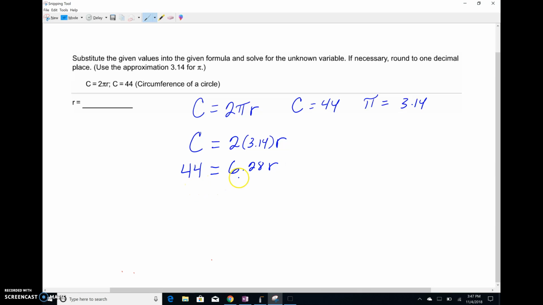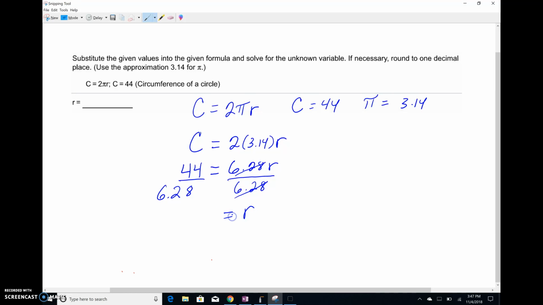As you notice, this is an equation, and we're solving for the radius. And since we're multiplying, we have to divide by 6.28, both sides. 6.28 divided by 6.28 is 1.